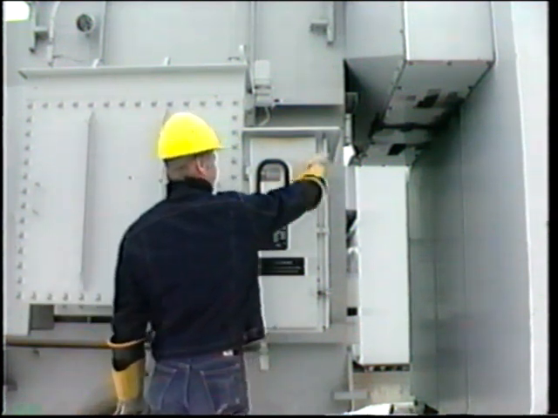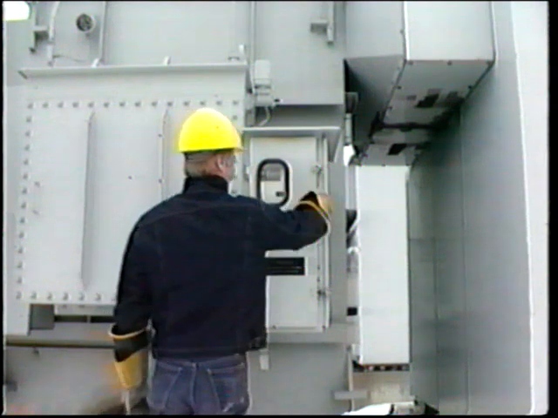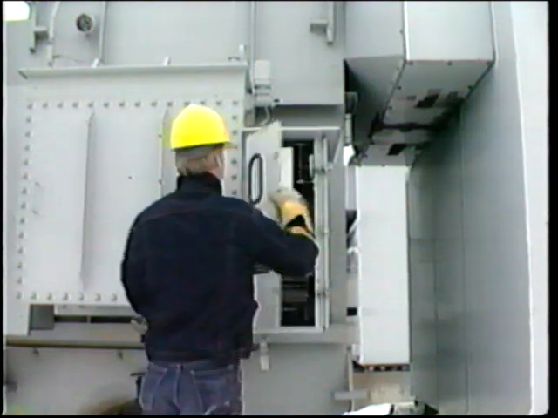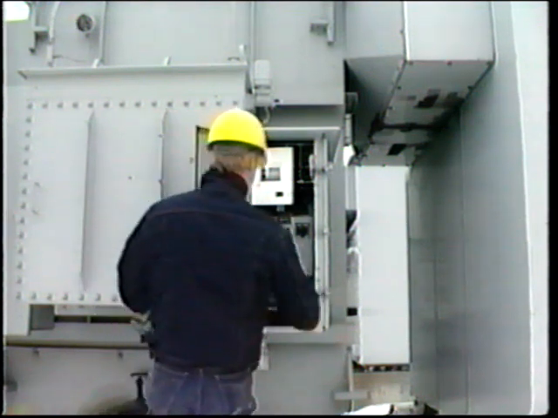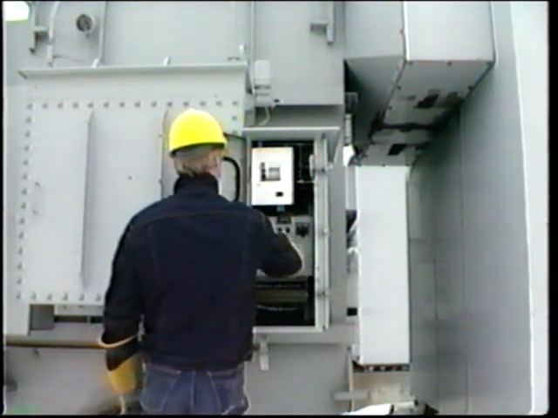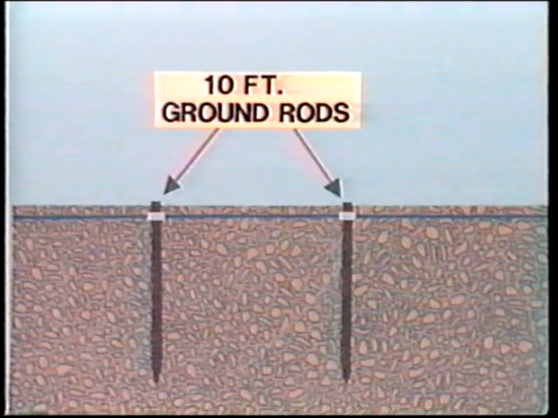If a technician is working with his feet at one potential and his hands at another, the difference in voltage will cause current to flow through his body. The result could be disastrous. The ground mat is solidly anchored deep into the earth through a number of grounding rods.